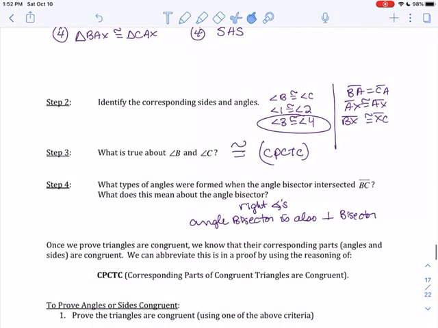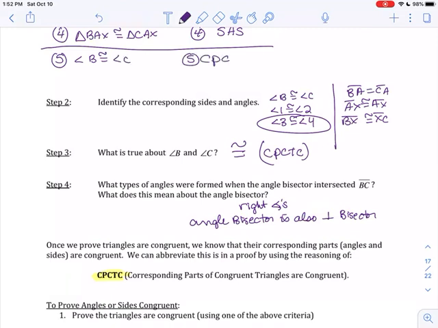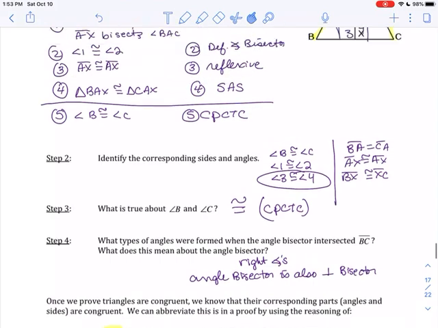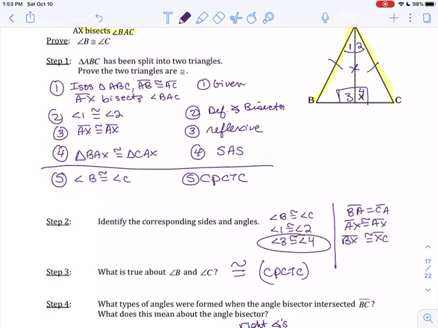And the bottom here is just saying what I've already said. Once we prove the triangles are congruent, we know that their corresponding parts, meaning their angles and sides, are congruent. We can abbreviate this in a proof by using the reasoning of CPCTC. Corresponding parts of congruent triangles are congruent. Remember, we always first say that the triangles are congruent, which I did in step 4. And then step 5, I can just say angle B is congruent to angle C, and that reason would be CPCTC. So I'm going to be doing some more CPCTC proofs today.